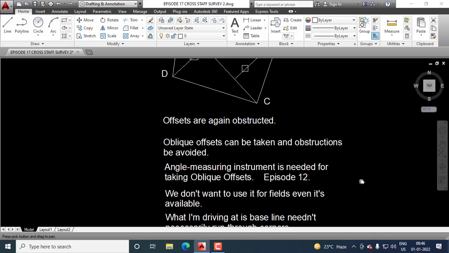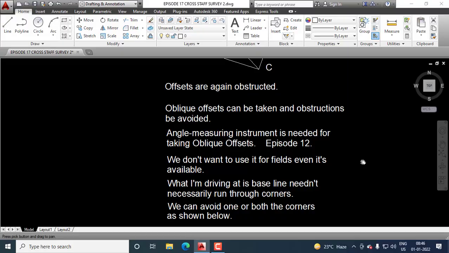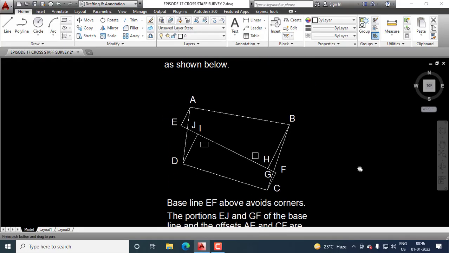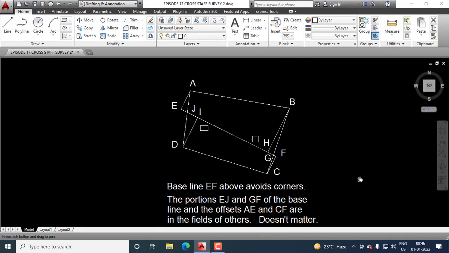Episode 12. We don't want to use it for fields even if it's available. What I am driving at is baseline need not necessarily run through corners. We can avoid one or both the corners as shown below. Baseline EF above avoids corners.